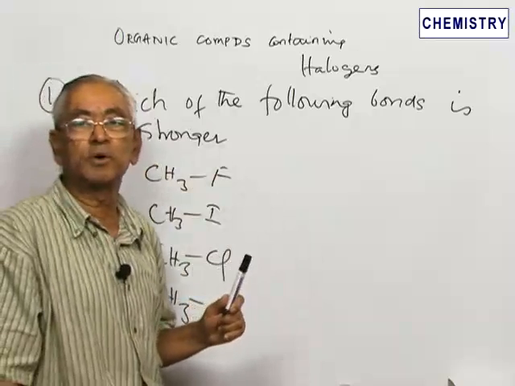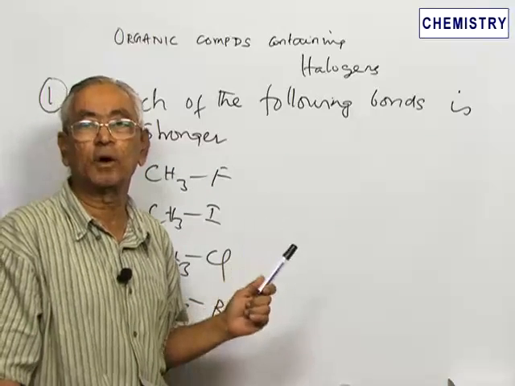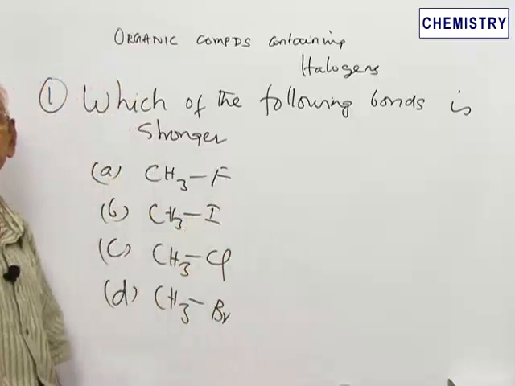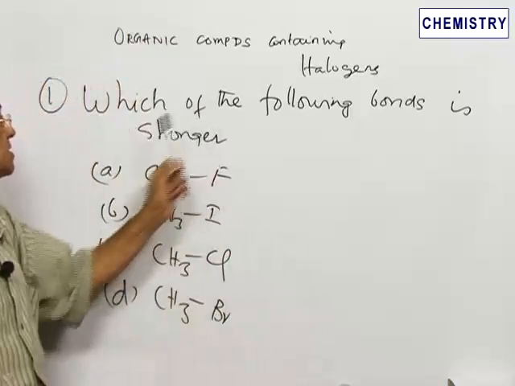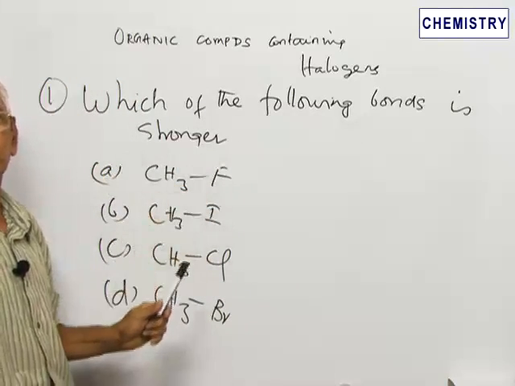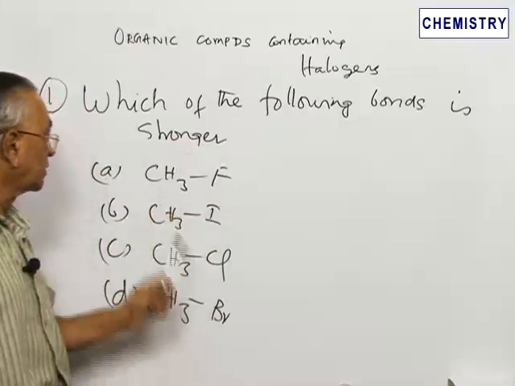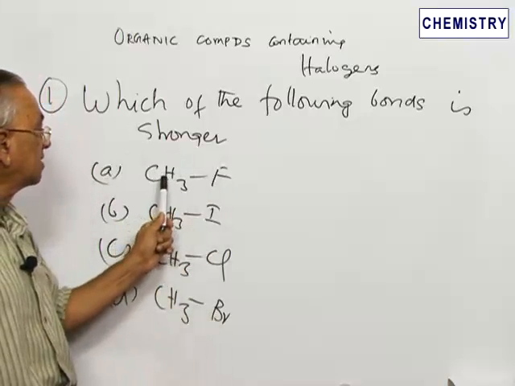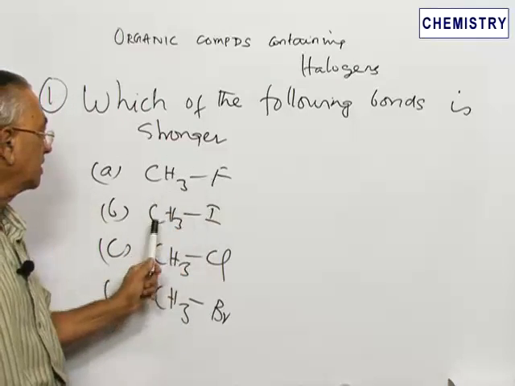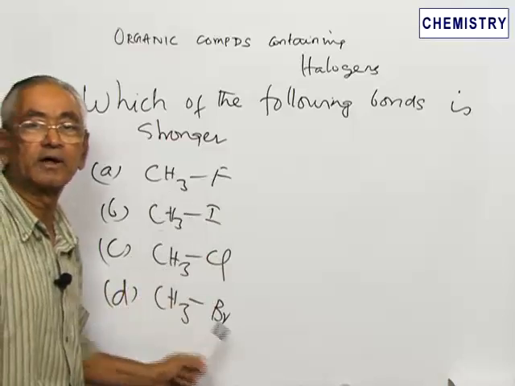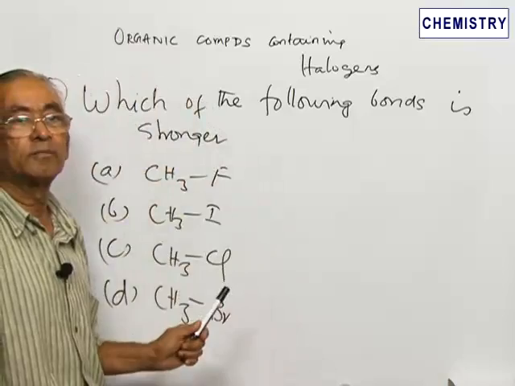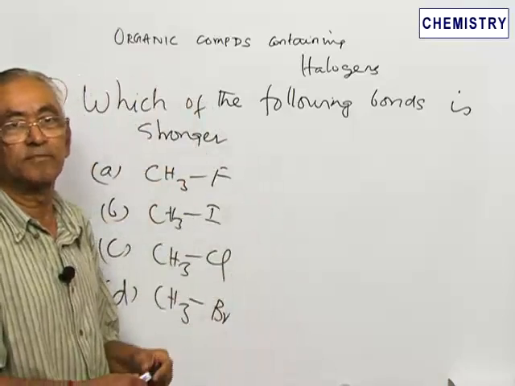Normally, whenever we discuss halogen or organic halogen compounds, the strength of the carbon halogen bond is very important. So the first question asked is, which of the following bonds is a stronger bond? These are the four options given. Even though it is given as CH3F, its bond is actually between carbon and fluorine. So carbon fluorine, carbon iodine, carbon chlorine and carbon bromine are the bonds involved. Therefore, which of these is stronger is the question.